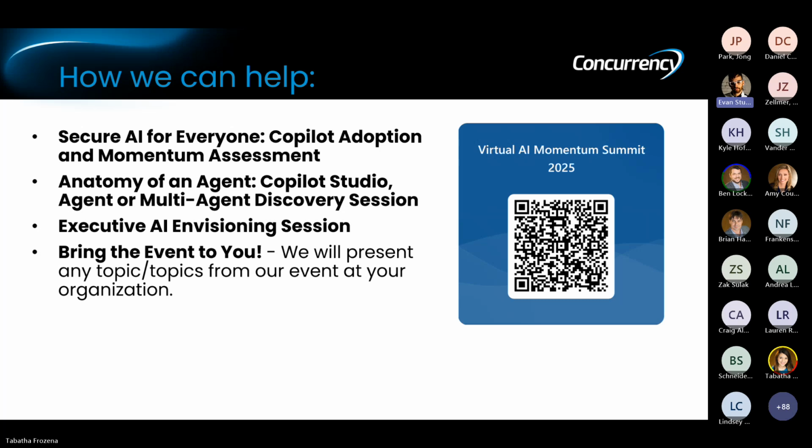To wrap things up, here are a few ways our teams can support your Copilot and agent adoption journey. First, we offer a Copilot adoption and momentum assessment, helping you understand where you are today and how to move forward securely and effectively. Next, we can run a Copilot Studio discovery session where we walk through the anatomy of an agent or even help you explore building a network of agents. We also facilitate executive AI envisioning sessions to align Copilot with your broader business goals.